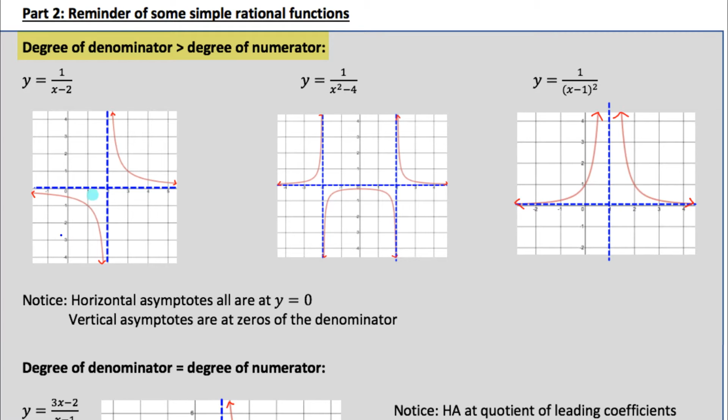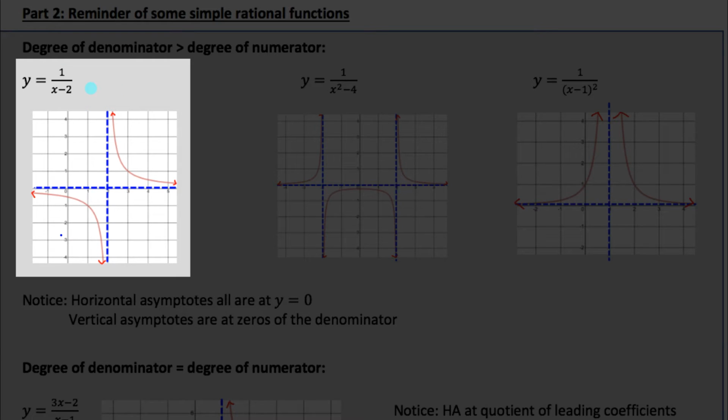And let's look at all three of these functions. The first one, the degree of the denominator is 1. I can tell that because the highest degree term is 1. And the degree of the numerator, it's a constant, and constant terms are degree 0. So degree of denominator is 1, degree of numerator is 0. Denominator is higher degree than numerator, therefore horizontal asymptote at y equals 0.